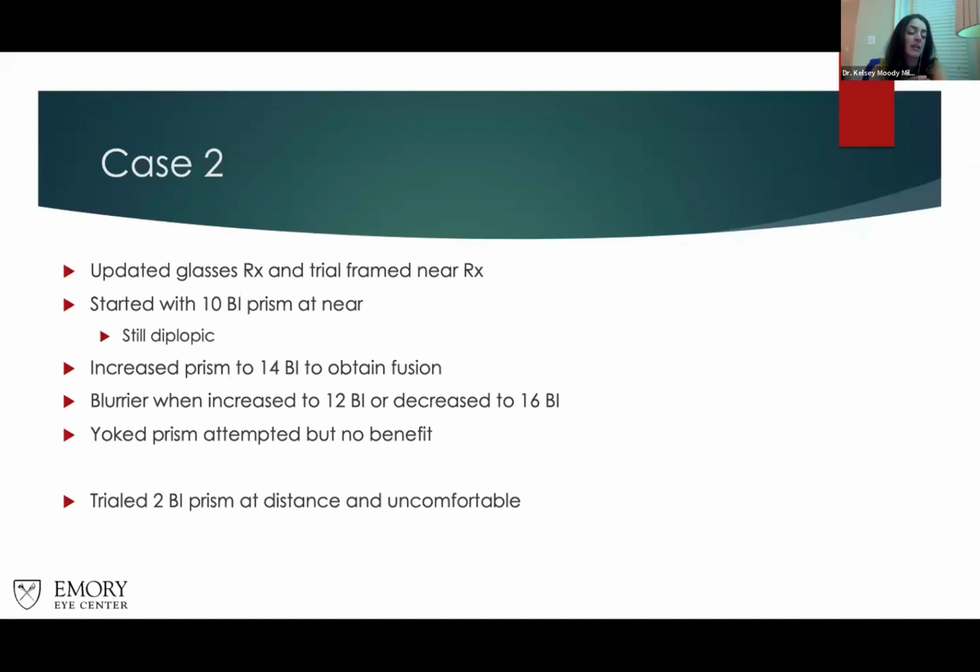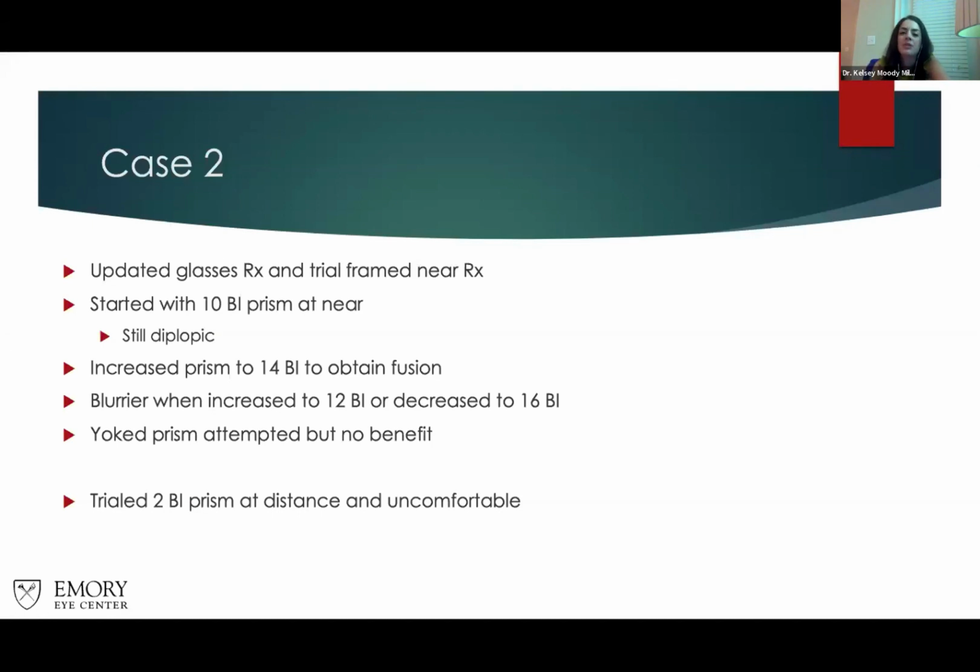Often we have to give them a little bit more prism. I increased it to 14. He did have fusion, and it was blurrier when I decreased it to 12 and 16. And so we ended up sticking with 14 base in prism. Now for him, he has an infraduction deficit in both eyes. So I tried to yoke the prism as well, giving him the horizontal and then introducing 2 vertical prism bars to try to yoke the material up, since he could not move his eyes down to be able to see it.